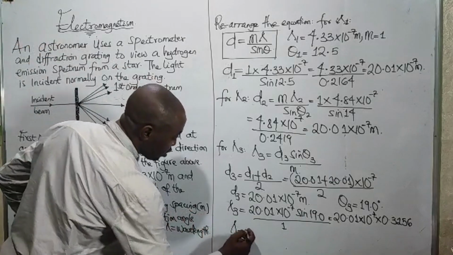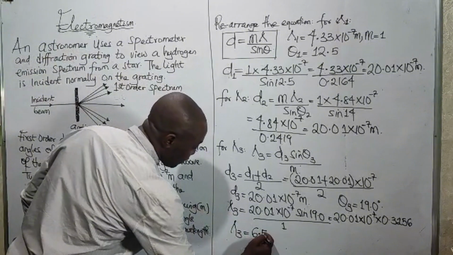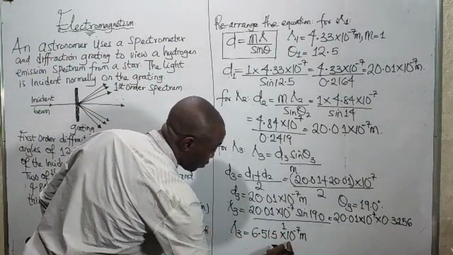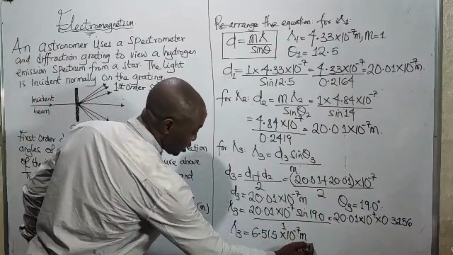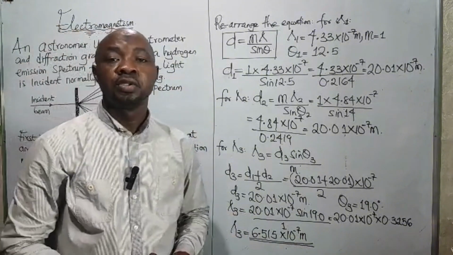So the wavelength of the third line will now be 6.515 multiplied by 10 raised to the power of minus 7 meters. This is the wavelength of the third line.